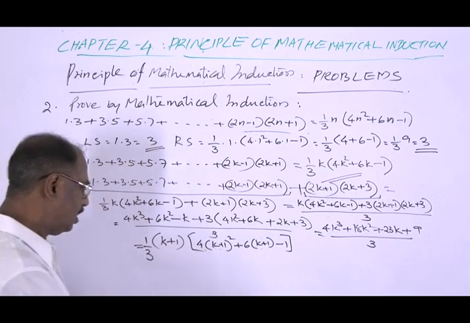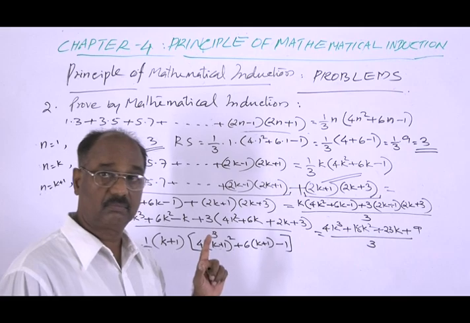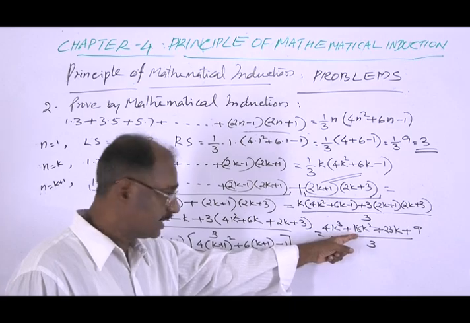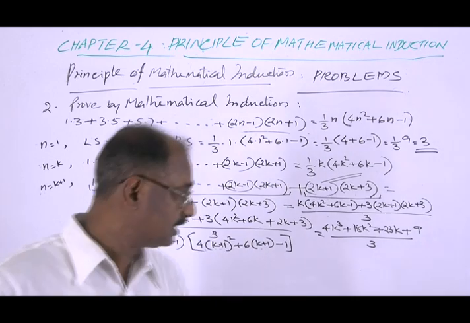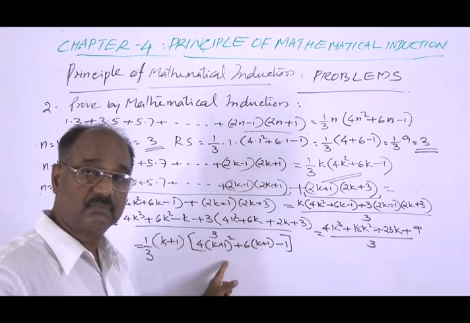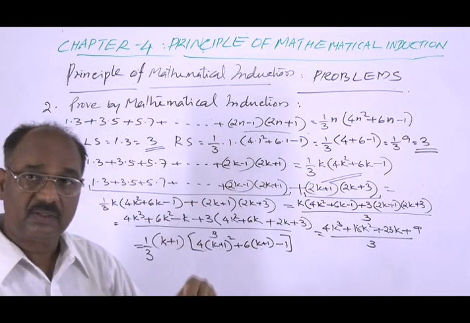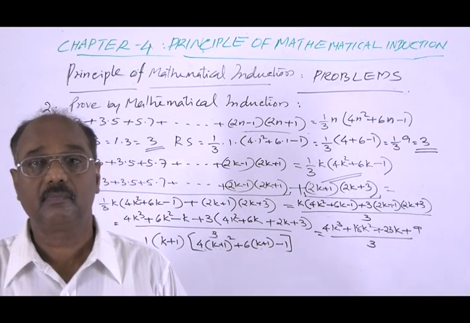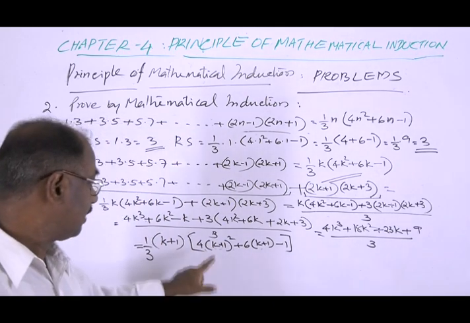1 by 3 into (k plus 1) into 4 into (k plus 1) whole squared plus 6 into (k plus 1) minus 1. If you want, you can expand this or take the factor k plus 1 from this, check the remaining part, we can see that it will be exactly in this form. But we want to think in this way. So this is exactly in that form, which means the result is true for n equal to k plus 1 also. That is, if the result is true for n equal to k, it is true for n equal to k plus 1 also.